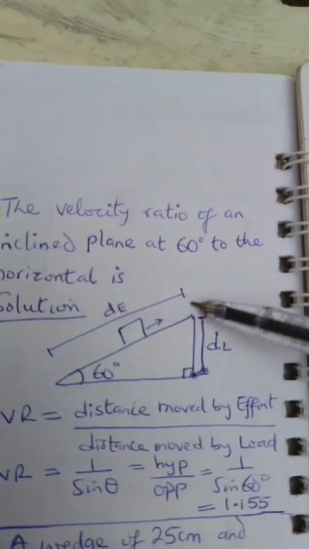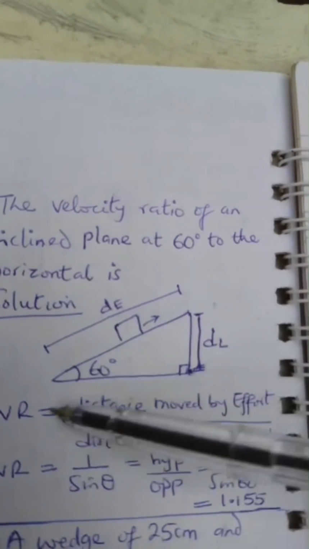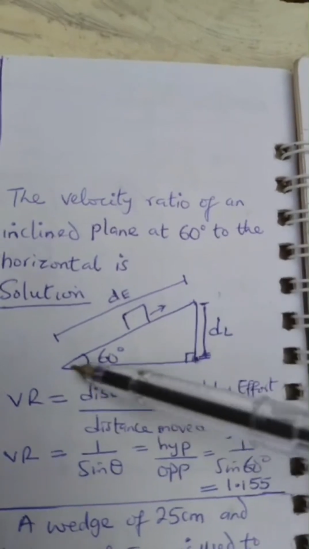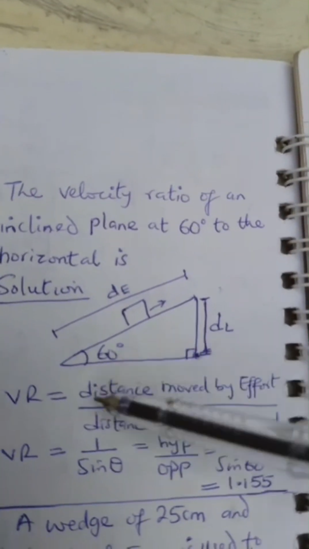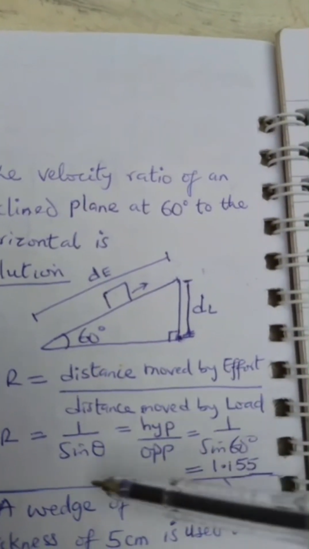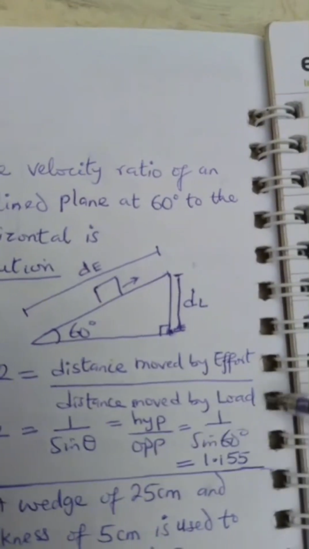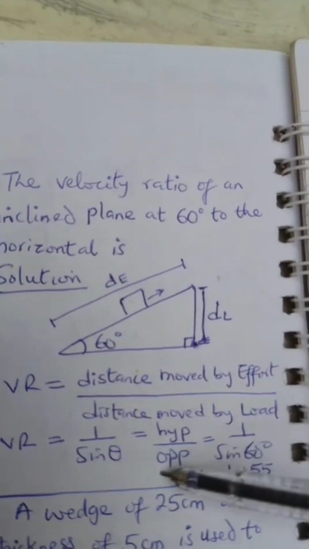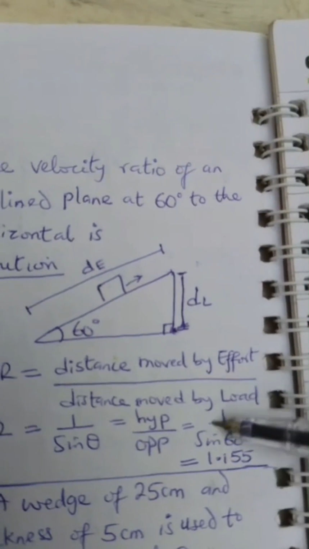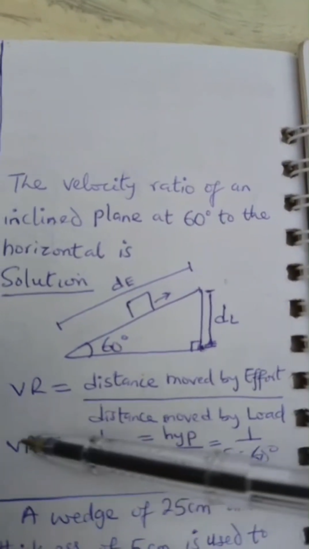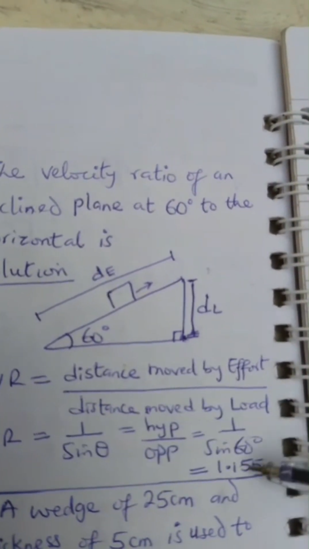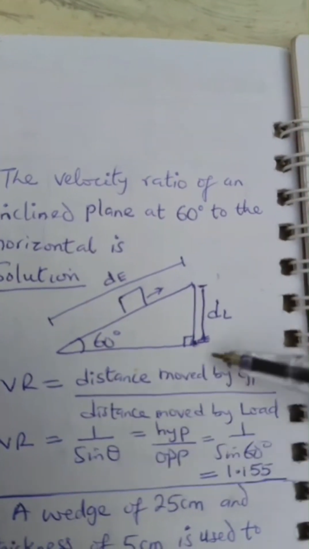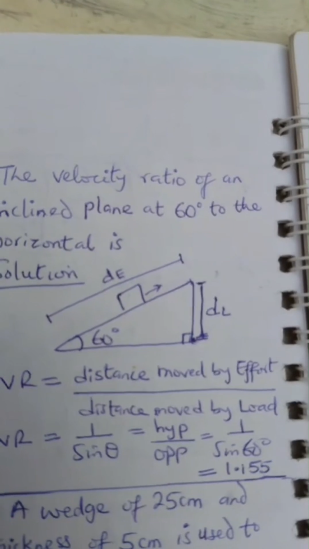So it's basically the hypotenuse of this right angled shape over the opposite, given this angle 60 as a reference. So hypotenuse over opposite is basically the inverse of sine theta. We're given the angle at 60 degrees from the question. So just apply 1 over sine theta, that's 1 over sine 60, punch that into your calculator, and you get that the velocity ratio is 1.155. Velocity ratio is either 1 over sine theta or distance moved by effort over distance moved by load.